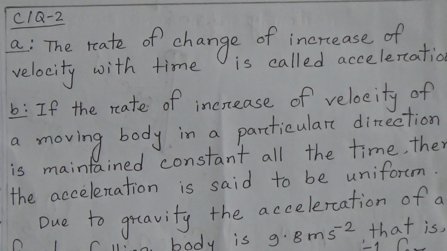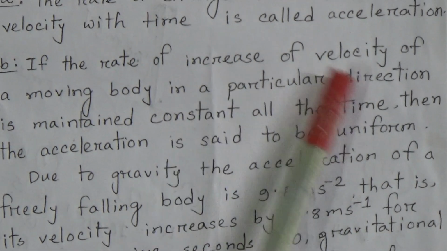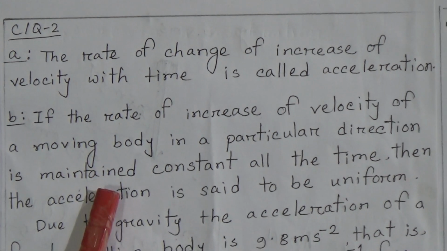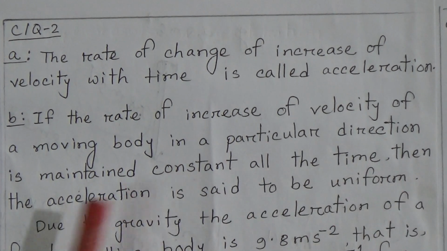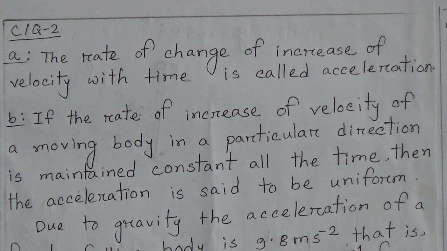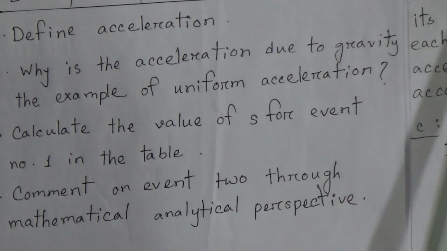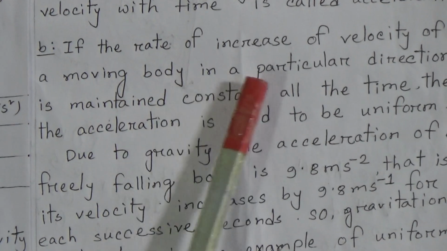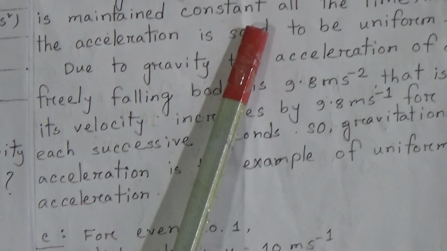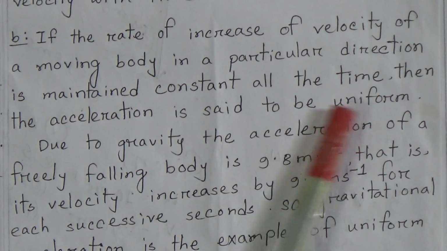And question B, why is the acceleration due to gravity an example of uniform acceleration? The answer will be: if the rate of increase of velocity of a moving body in a particular direction is maintained constant all the time, then the acceleration is said to be uniform. My dear students, at first we have to say what uniform acceleration is. What is uniform acceleration? If the rate of increase of velocity of a moving body in a particular direction is maintained constant all the time, then the acceleration is said to be uniform.